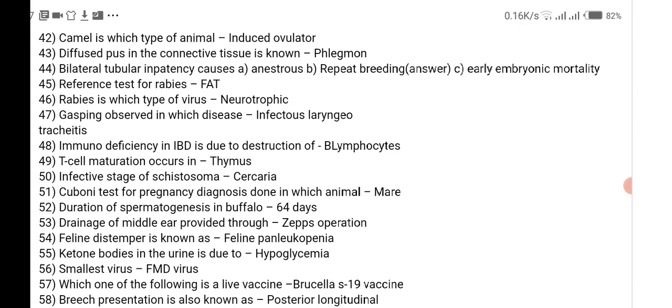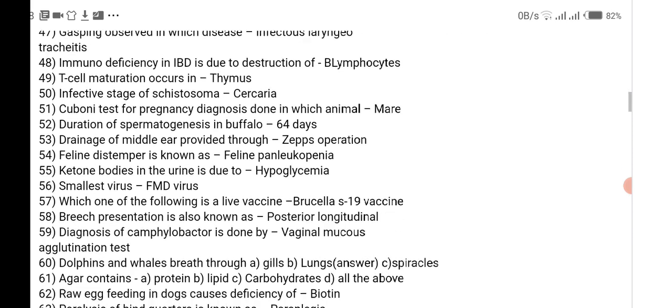Duration of spermatogenesis in buffalo is 64 days. Drainage of middle ear is provided through Zepp's operation. Feline distemper is known as feline panleukopenia. Ketone bodies in urine are due to hypoglycemia. Smallest virus is FMD virus.